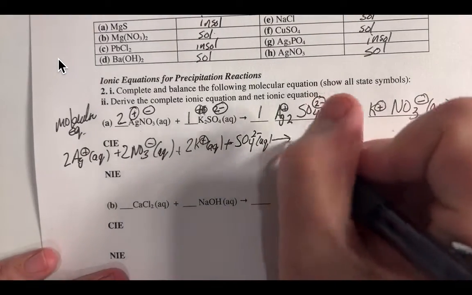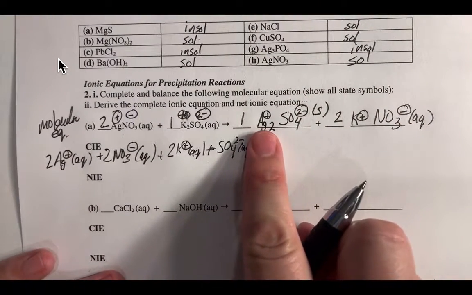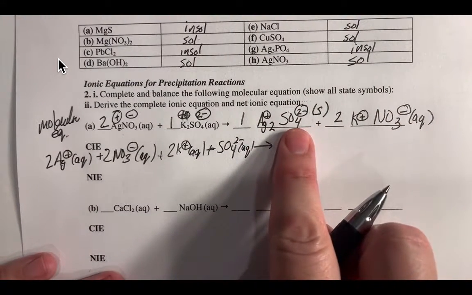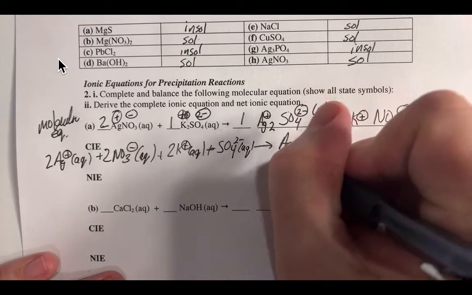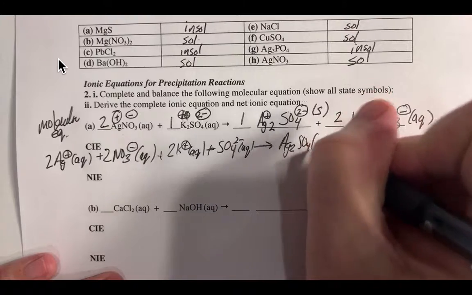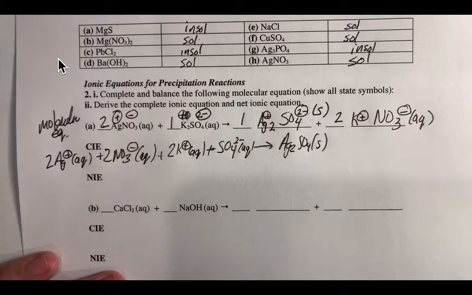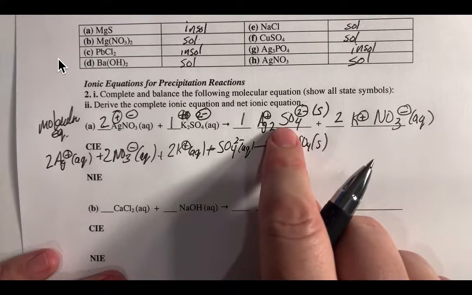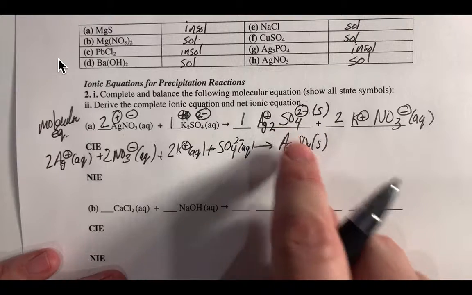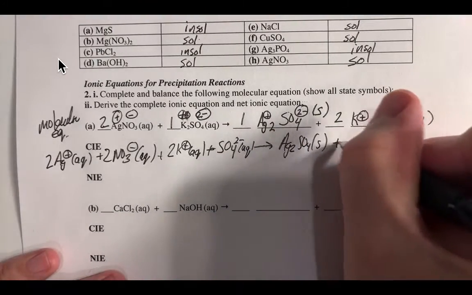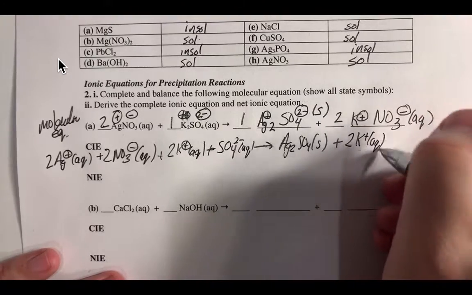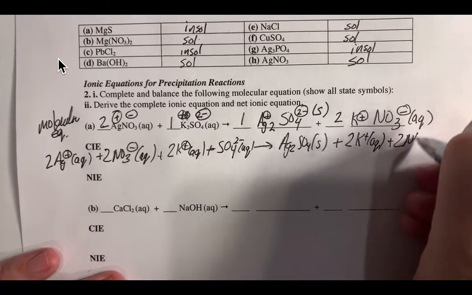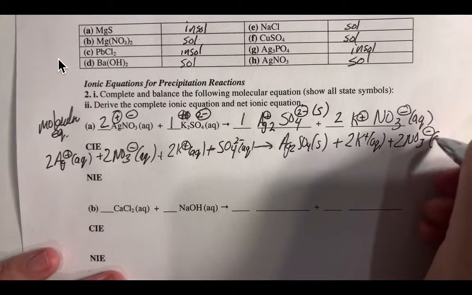Okay, now on my product side. So neither the silver nor the sulfate is dissolved in solution anymore. It has precipitated out. So I write this as Ag2SO4 solid. Okay, not as separated ions because it's not. It's sitting at the bottom of the beaker, bottom of the flask as a solid now. And now for the second part, 2 potassiums aqueous, 2 nitrates aqueous.